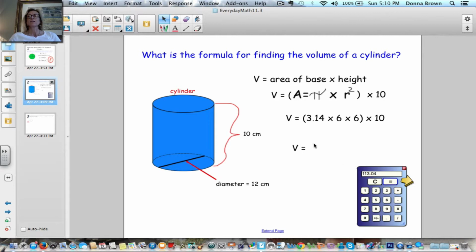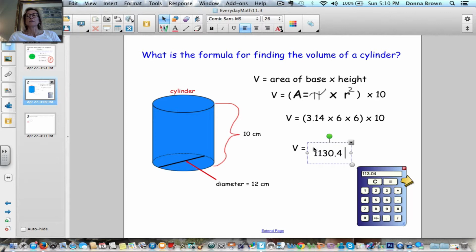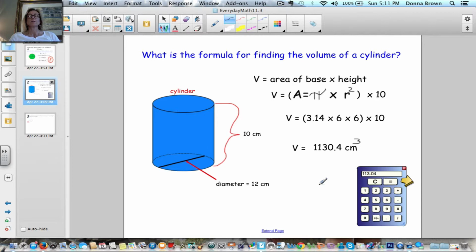So I'm going to go ahead and put in that my answer is 1130.4. And because we're talking about volume, this time I'm going to just scooch that up so it's in place. This time I am going to be working with cubic units instead of square units. So let me put that in my answer. So 1,130.4 cubic centimeters. That would be the volume of this cylinder.